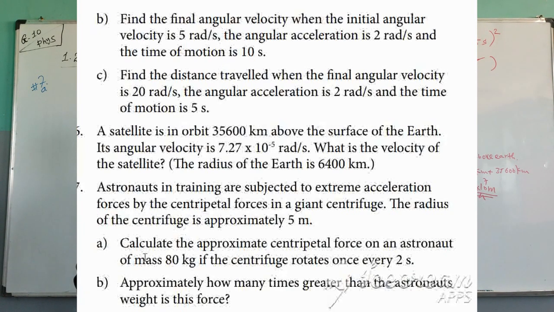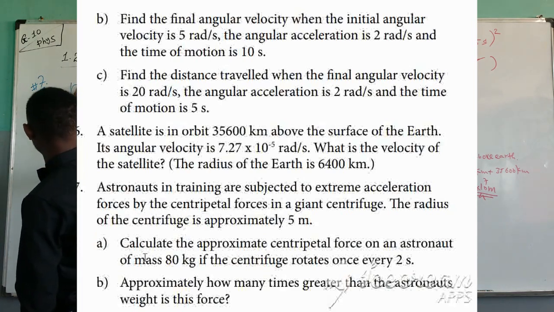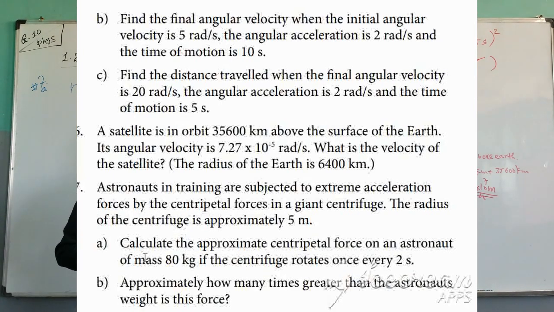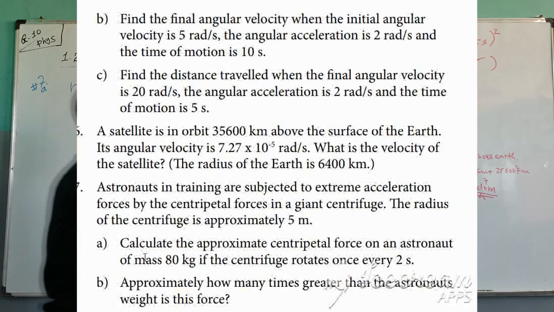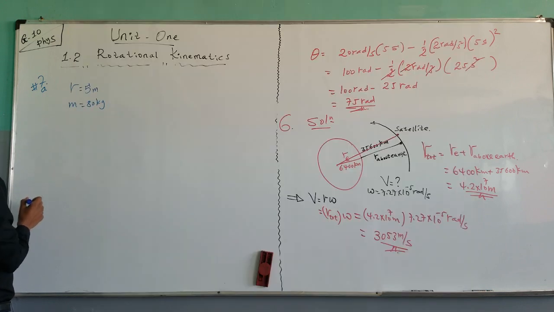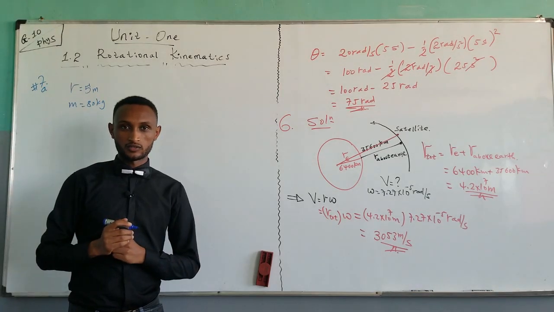Say that astronauts in training are subject to extreme acceleration forces by the centripetal forces. The radius of the centrifuge is approximately 5 meter. Calculate the approximate centripetal force on an astronaut if the mass of the astronaut is 80 kilogram. Depending on this, we can find the centripetal acceleration of a body.